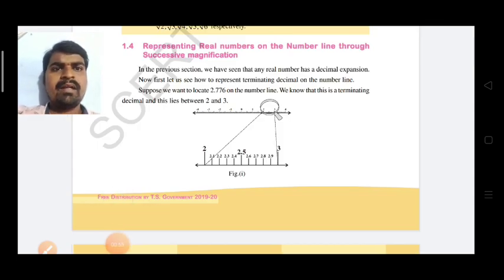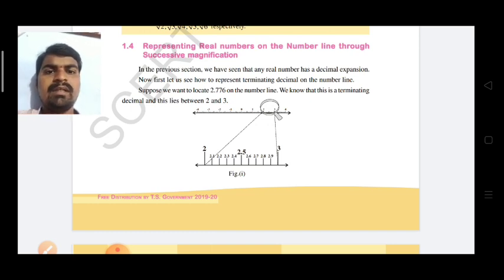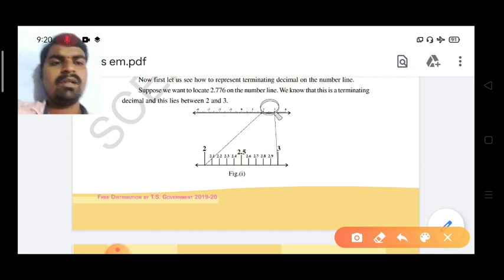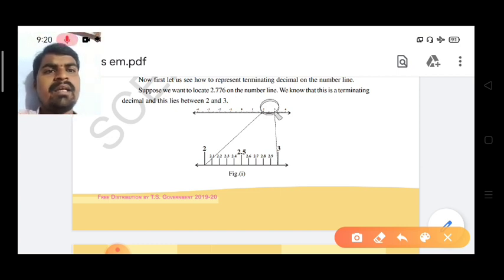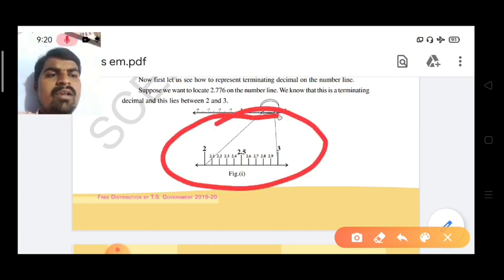Today we are discussing representing real numbers on the number line through successive magnification. So here we have to represent the real numbers on the number line through successive magnification. The method name is successive magnification. You observe this diagram here. Now let us start this topic.